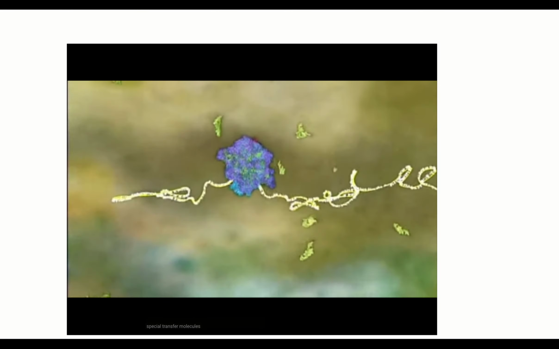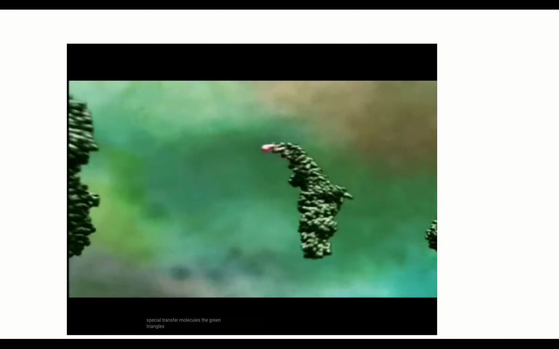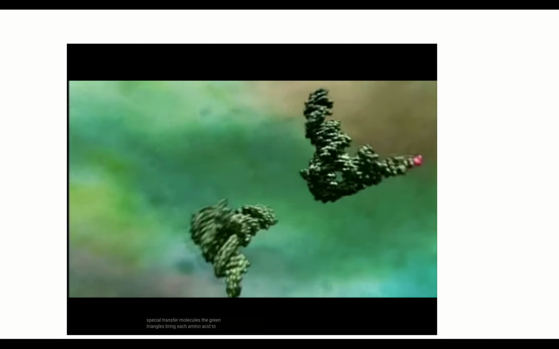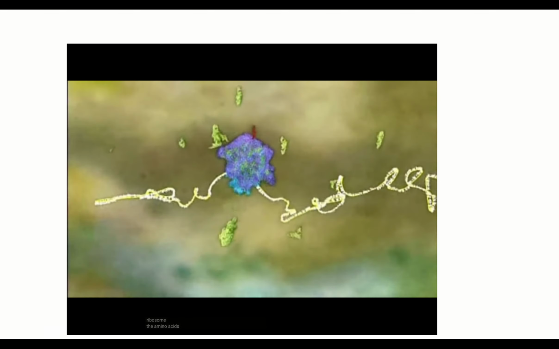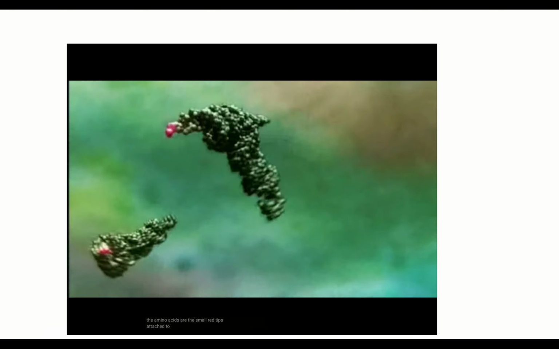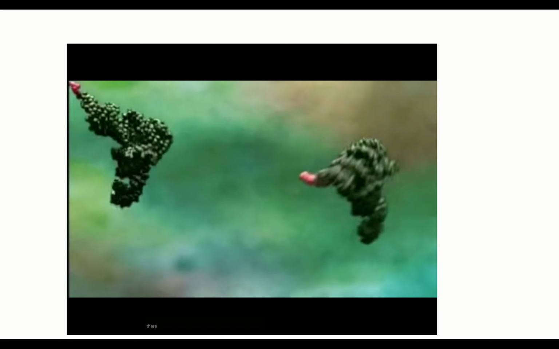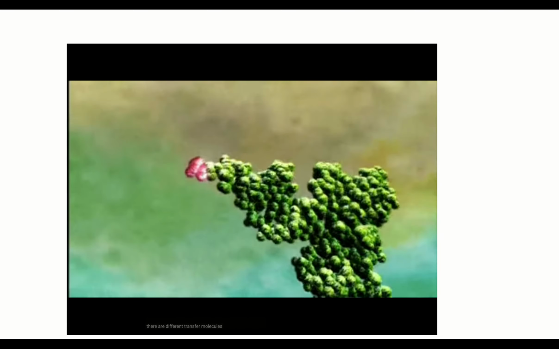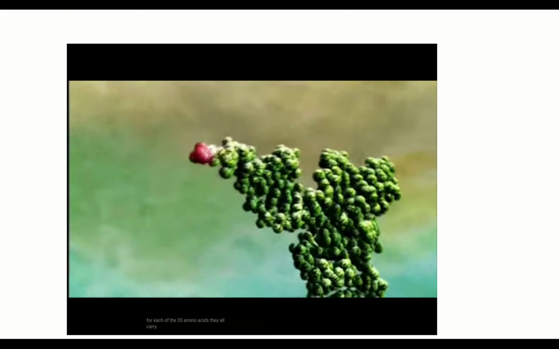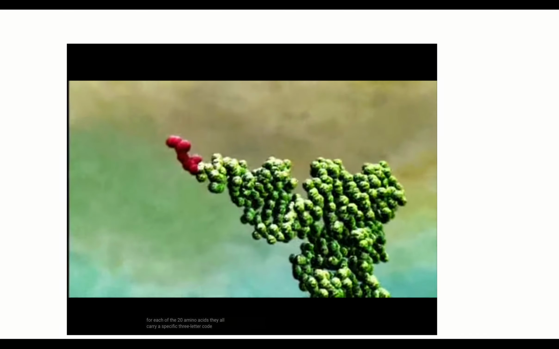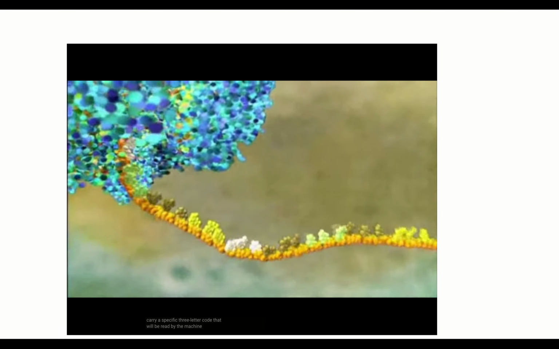Special transfer molecules, the green triangles, bring each amino acid to the ribosome. The amino acids are the small red tips attached to the transfer molecules. There are different transfer molecules for each of the 20 amino acids. They all carry a specific 3-letter code that will be read by the machine.